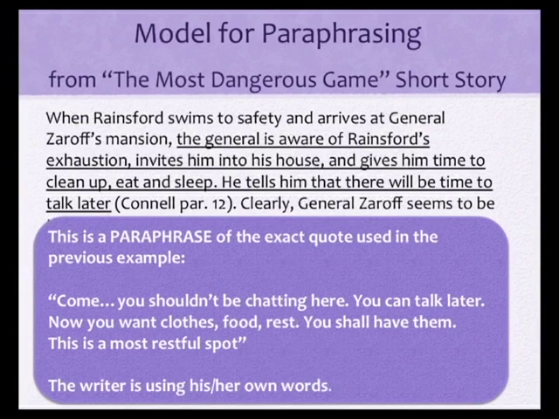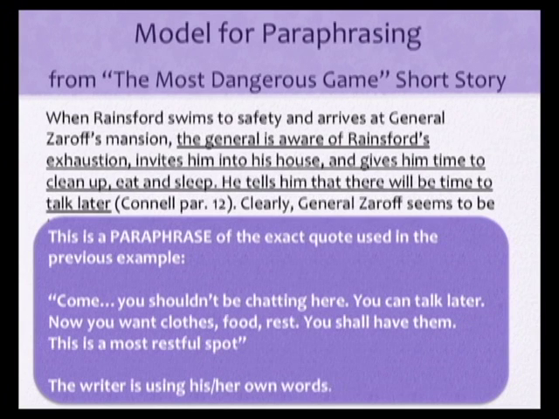Let's compare the paraphrase to the actual quote. Up above, underlined, is the paraphrase. The general is aware of Rainsford's exhaustion, invites him into his house, and gives him time to clean up, eat, and sleep. He tells him there will be time to talk later. That's the paraphrase. The exact quote is in the purple.